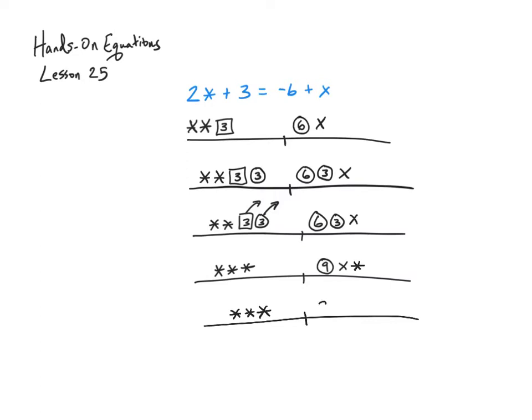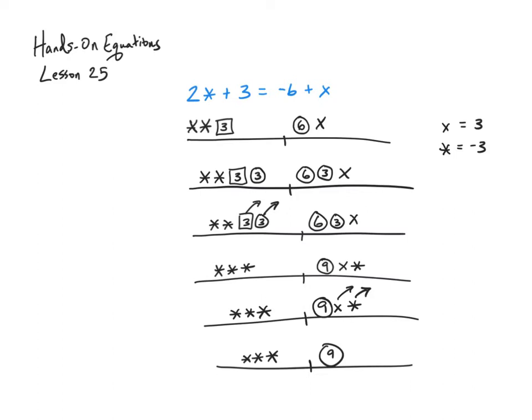After I remove that zero pair, I need to make sure that I show that this zero pair right here is going away. And then what I have left is 3 stars equals negative 9. So 3 times what is 9? 3 times 3 is 9, so star would be negative 3 because remember this was a negative 9. And that makes x be positive 3.